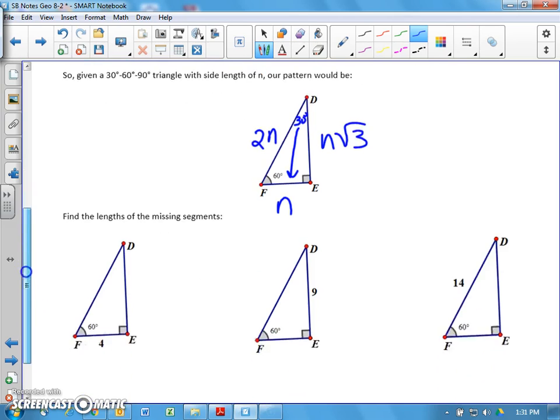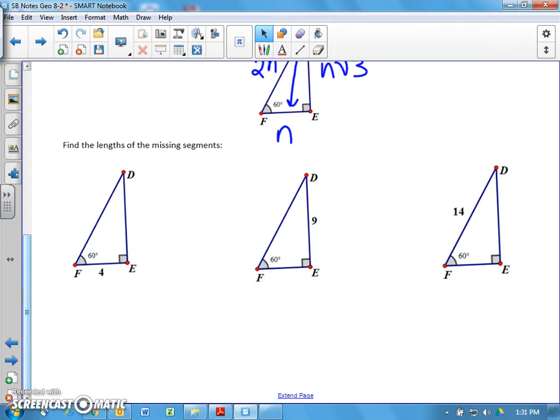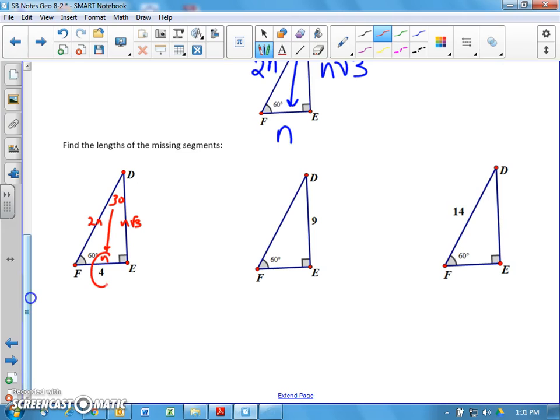So let's look at an example here. In this case, they're showing us the 60-degree angle, which means this is my 30-degree angle, and it means this side is n. This is my 2n, this is my n radical 3. So since n is 4, I know that this side would be 8, and this would be 4 radical 3. That's a very straightforward application of your special right triangle.